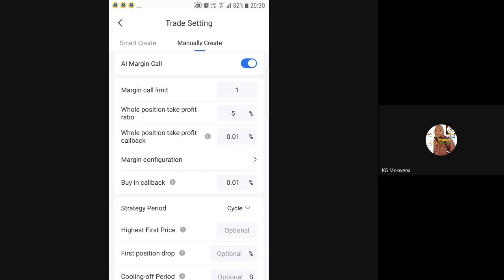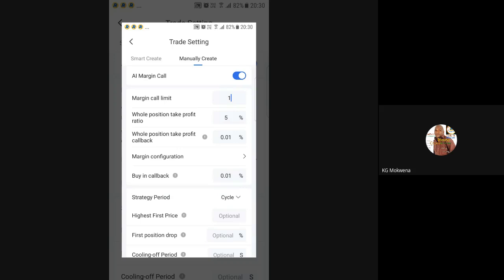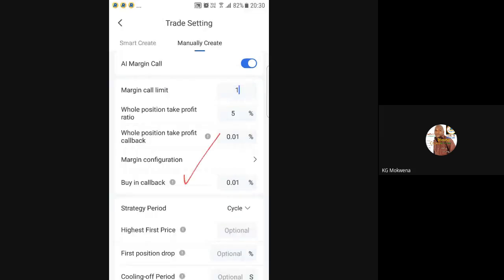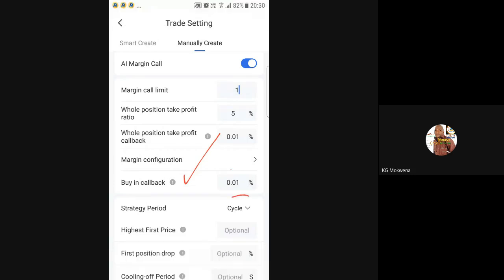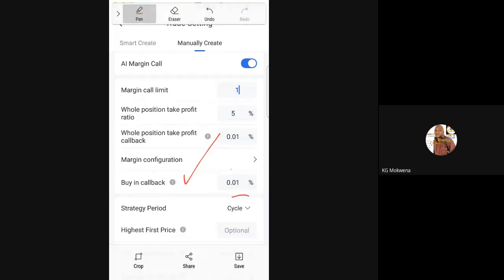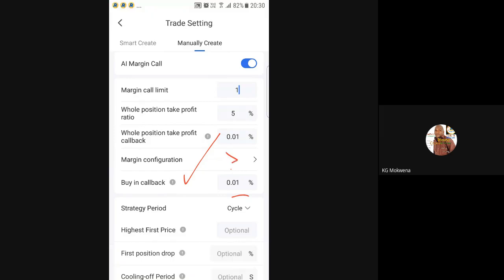So now we go to buy-in callback. It means if you're on cycle, you want to come back into the market after what percentage rise, for instance. That's what it means. You want to go back immediately. In this case, 0.01 is negligibly small, honestly. And the bot, because it's of artificial intelligence, it's able to execute that for you, business partners. So now let's come to the margin configuration.